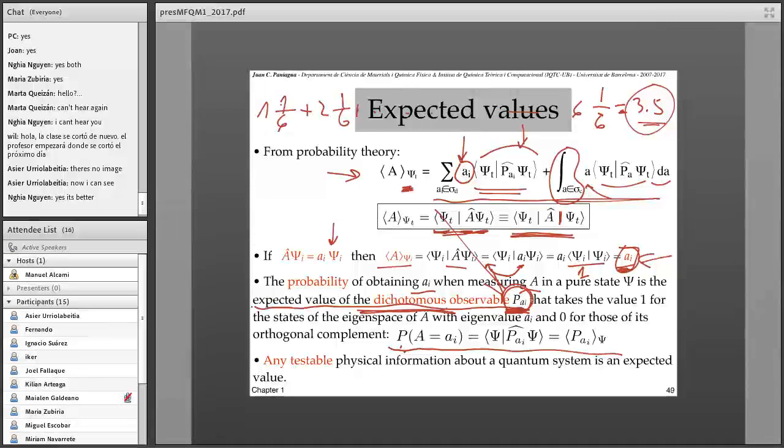So, in fact, any stable physical information about a quantum system that can be predicted by quantum theory can be put as an expected value. The only thing that the theory predicts are expected values. Expected values can be probabilities, can be expected values of any other observable, or can be eigenvalues in the particular case of eigenstates of what we are measuring. But everything can be put as an expected value. Okay, that will be interesting for what we are going to introduce just now.